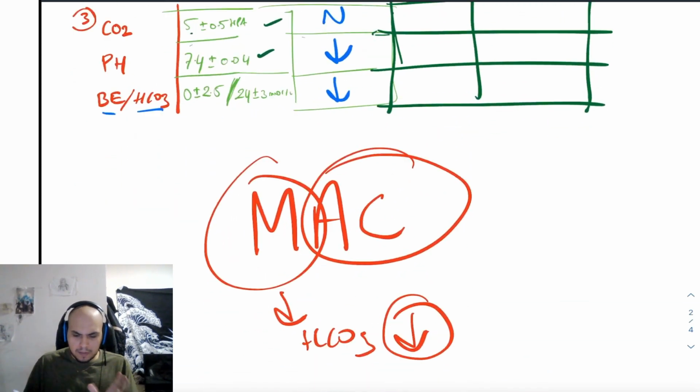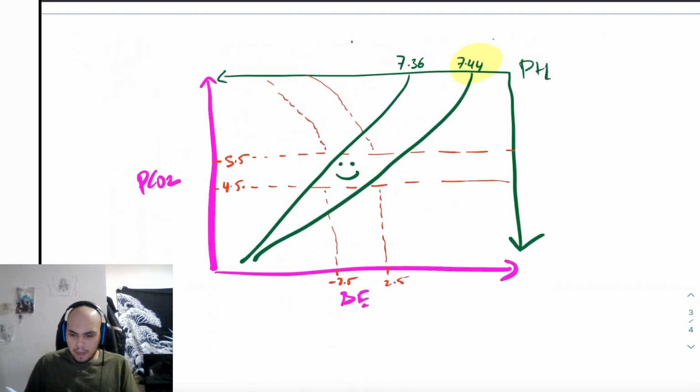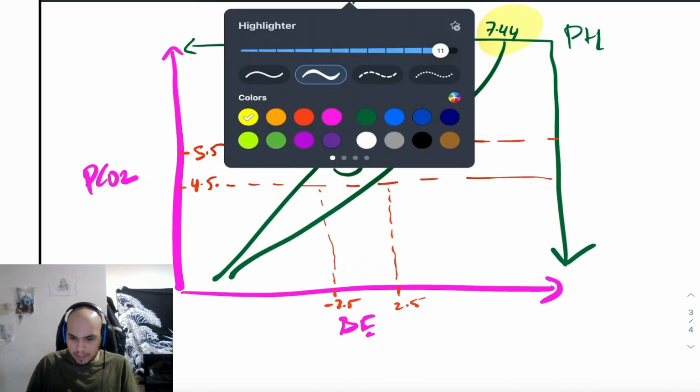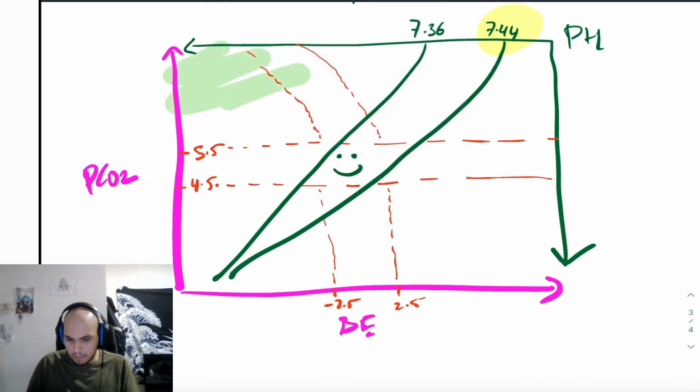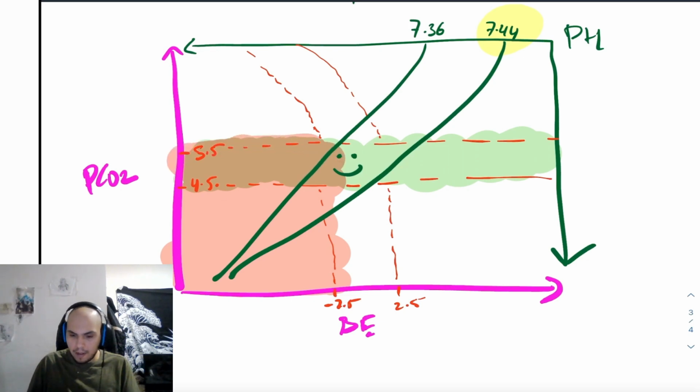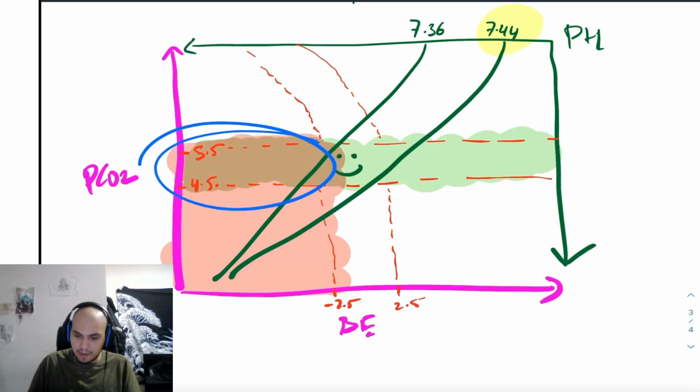Start with CO2 and base excess because these are the easiest to plot. If CO2 is normal, you're going to be looking at that range. But wait, we said the base excess is low, right? That means that you'll be looking over here. Aha, notice that they overlap there. So this is where the starting point is going to be, at low base excess and at normal carbon dioxide.